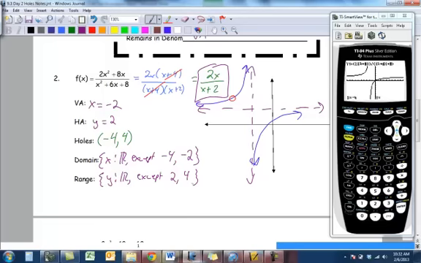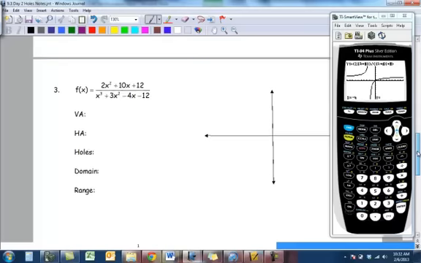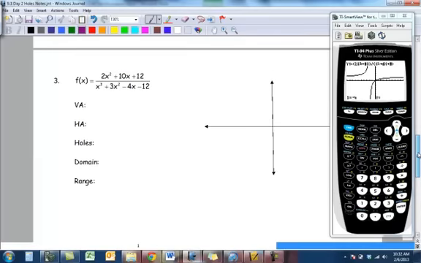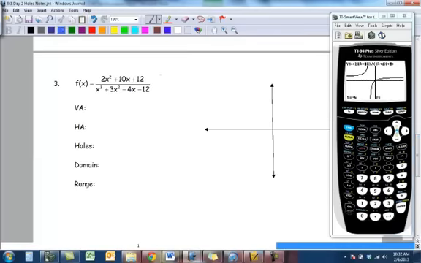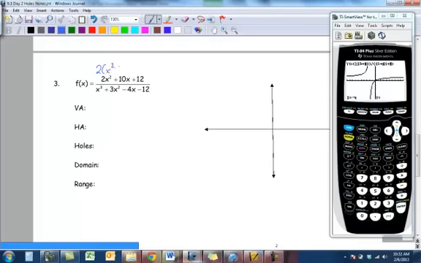All right, so holes are just an extra step. If it cancels, it makes a hole. Let's go on to number 3. Factor. Oh, snap. Well, this one's got a GCF. And then factor. The bottom, there's 4 terms, so I think I have to group this bad boy.